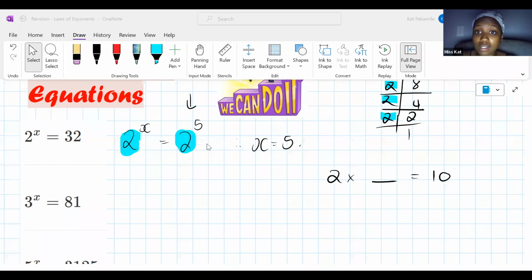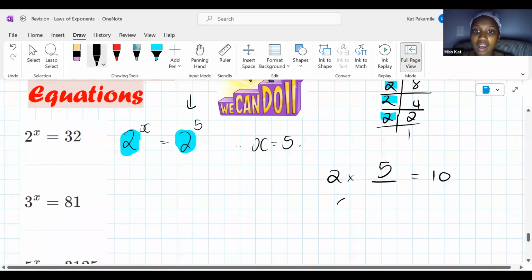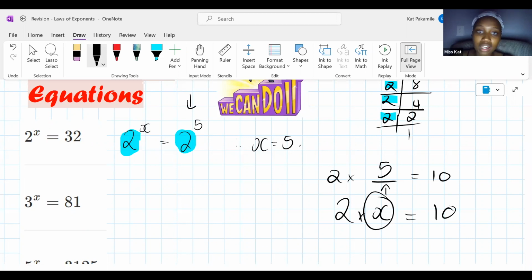Okay, Pamela's hand is up. Yes, Pamela. Thanks, Chelsea. 2 times something, ma'am, is 5. Exactly. So it has to be 5. So in this case, we just replace it with an x. So then x will have to equal 5. Do you see how these work?